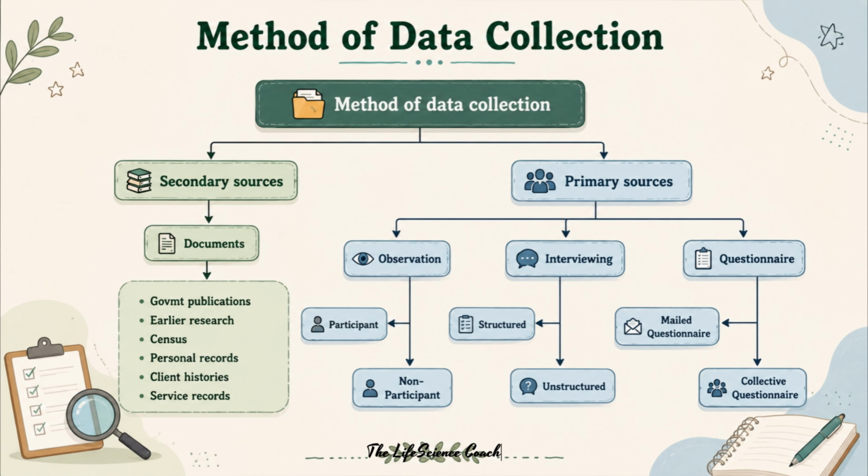Data collection methods are divided into primary sources and secondary sources. 1. Primary sources. Primary data is collected directly by the researcher for the first time. Types of primary data collection. A. Observation. The researcher watches and records behavior or events. Types. Participant observation. Researcher becomes part of the group being studied. Example: a researcher lives in a village to study its culture. Non-participant observation. Researcher observes without participating. Example: watching students' classroom behavior from outside.